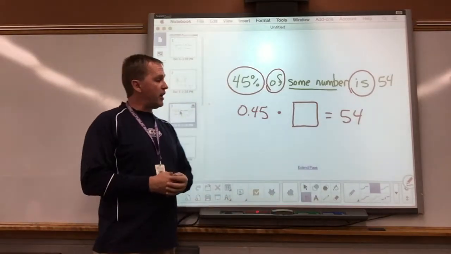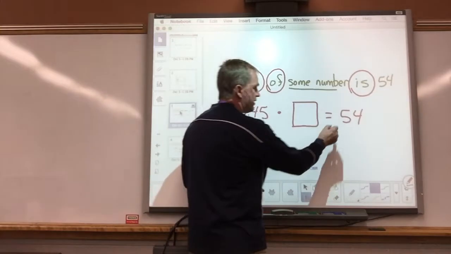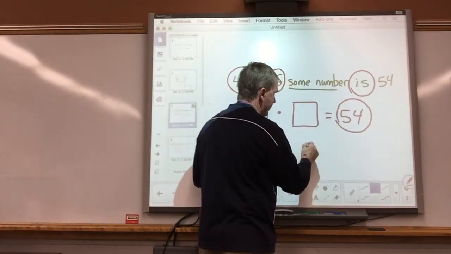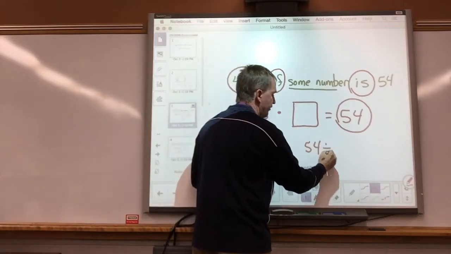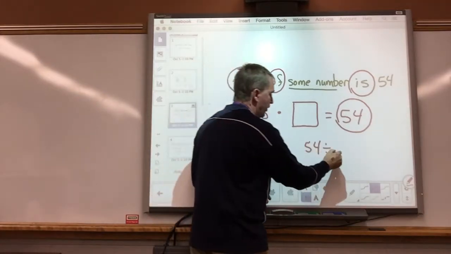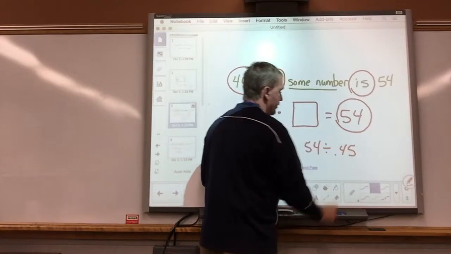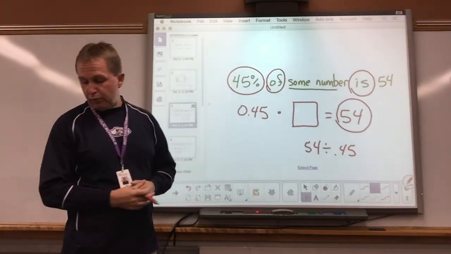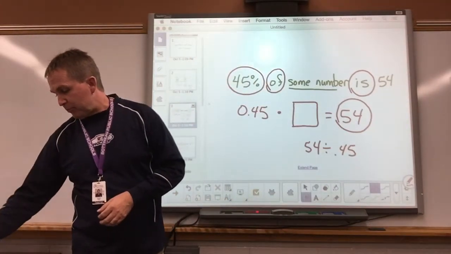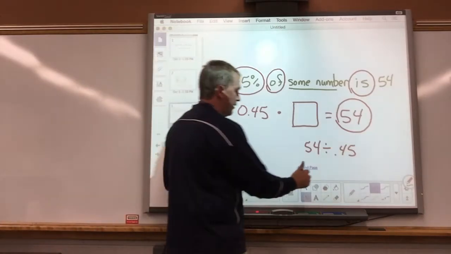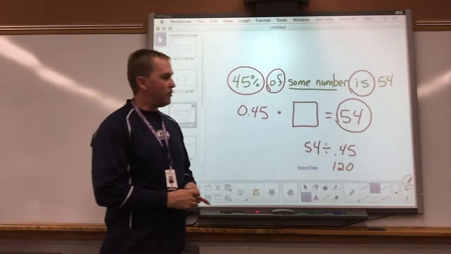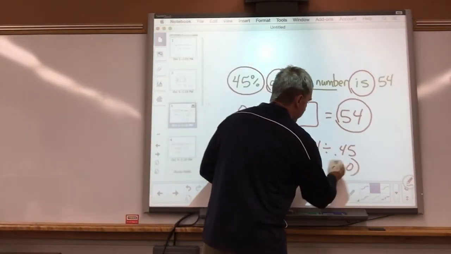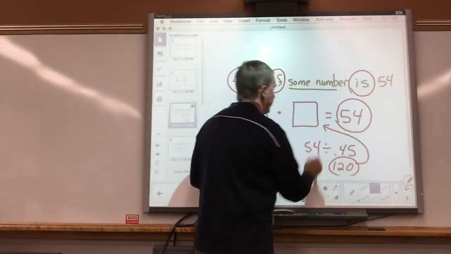Remember, this is where we can use opposite operations. We need to take this number to the other side. We need to say 54. The opposite operation of multiply is divide, and we will divide by 0.45. So 54 divided by 0.45, and I believe that one turns out to be the number 120. So 120 would be the number that would actually go in right there.